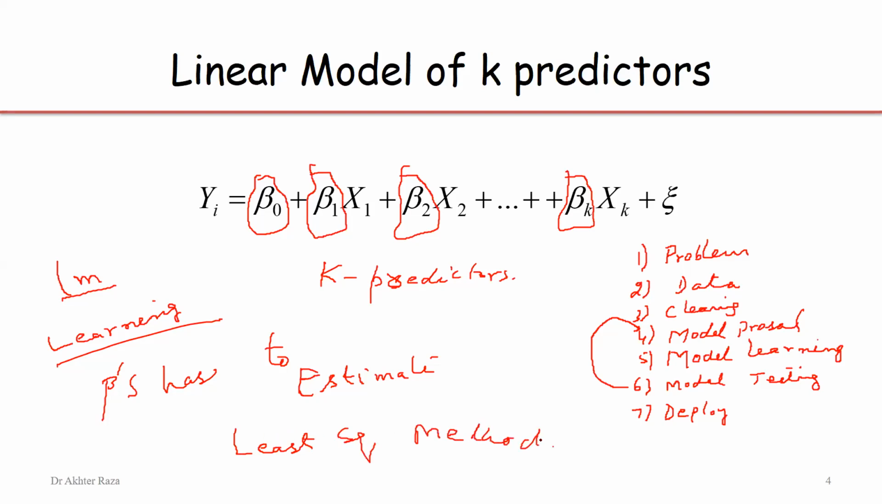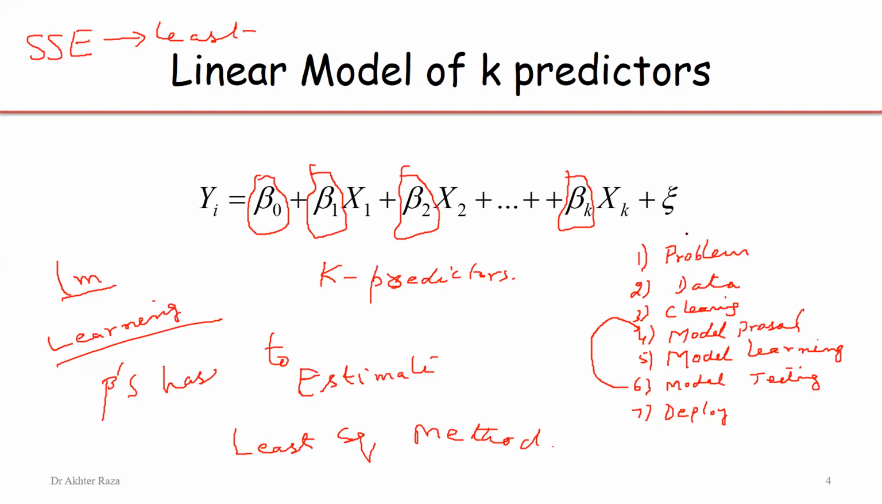What this least square method says is that SSE is least. What does SSE stand for? Sum of square of error. The sum of square of error is least. So we have to minimize this SSE.